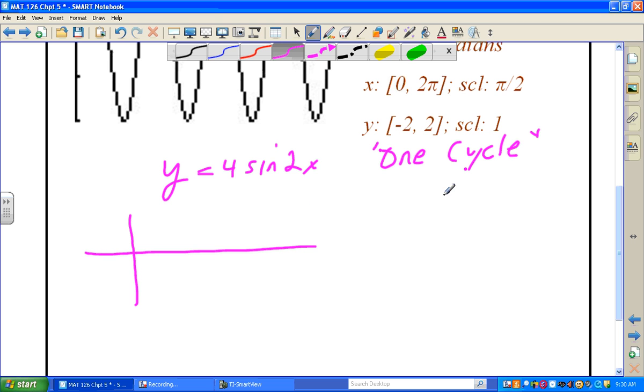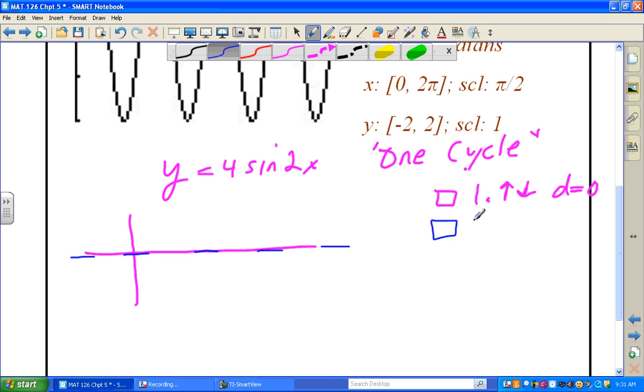First of all, your checklist. 1. Is there a vertical shift, up or down? In other words, what does D equal? Yeah, D equals 0 in this case. So I know the middle of my graph is going to be right here. It didn't move. Coincidentally enough, that's the same as the x-axis.